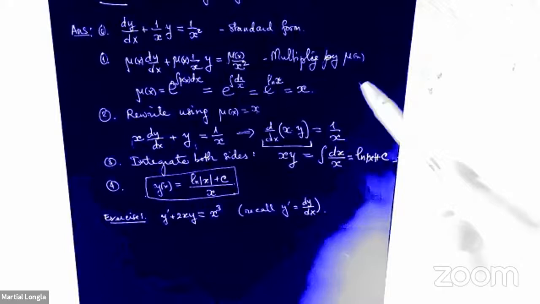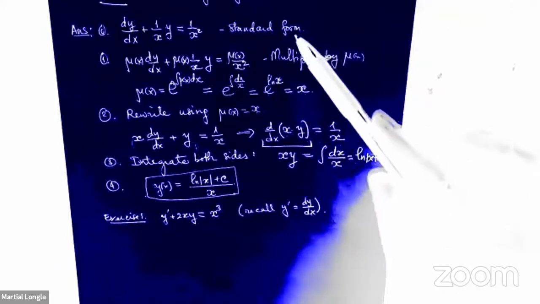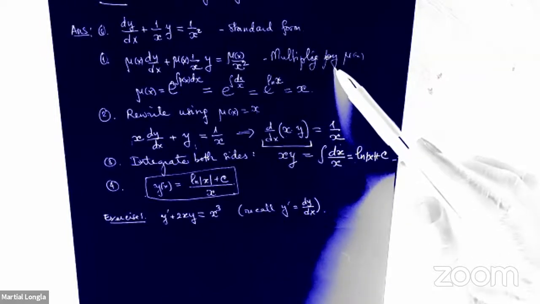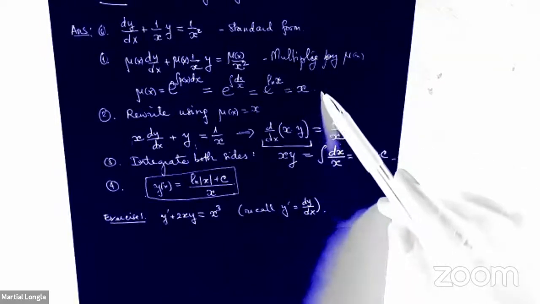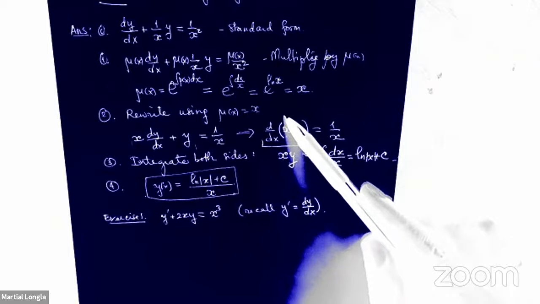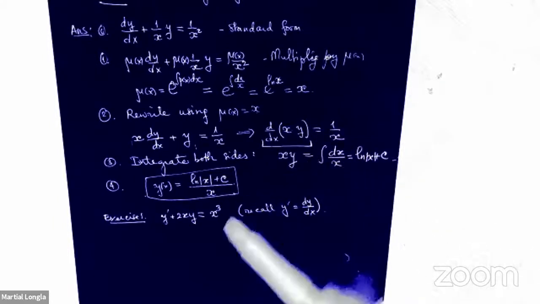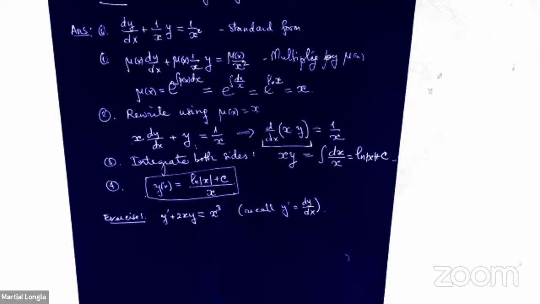Okay, and it's exactly the same steps that you need to complete. The first one, bring the equation to the standard form, multiply by mu of x, find mu of x, rewrite the equation using the mu of x you obtained, put the equation in this form, integrate both sides and divide. Let's say 5 minutes, and please, the first one that is ready, let me know, and we use your answer to continue.